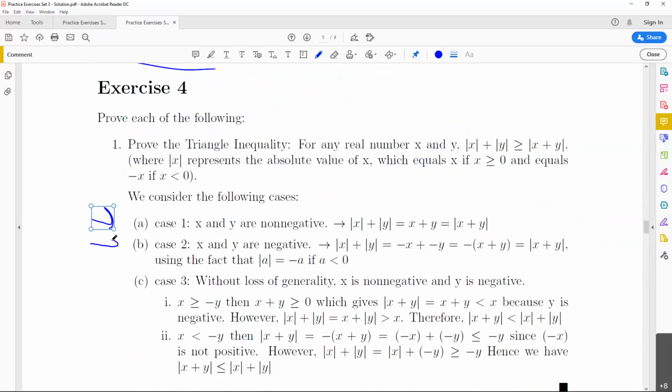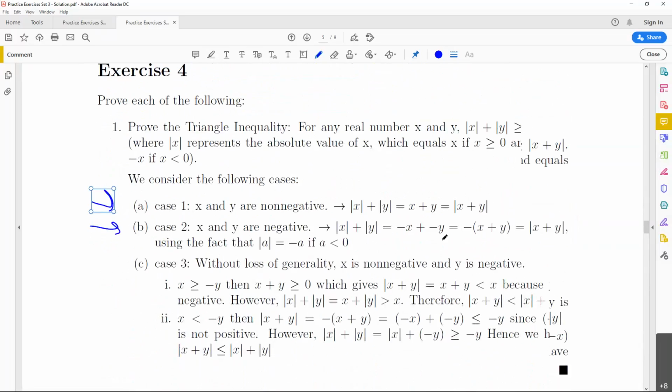Case one and case two is what I said, when they're both positive or both negative. It's easy enough. So for both positive, the absolute value of x plus y is x plus y. If they're both negative, the absolute value of x plus y is minus x minus y. Take the negative in common, and it's the absolute value of x plus the absolute value of y.